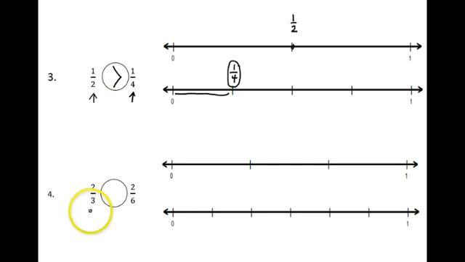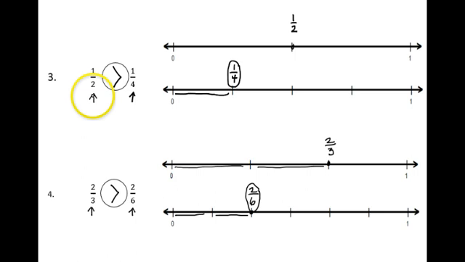And in question 4, I'm comparing 2/3 to 2/6. The top number line has been divided into thirds, so I'll count over 2 sections. That's 2/3. And the bottom number line has been divided into 6, and I'll count over 2 sections to show 2/6. The 2/6 is closer to 0, so 2/3 is greater than 2/6.